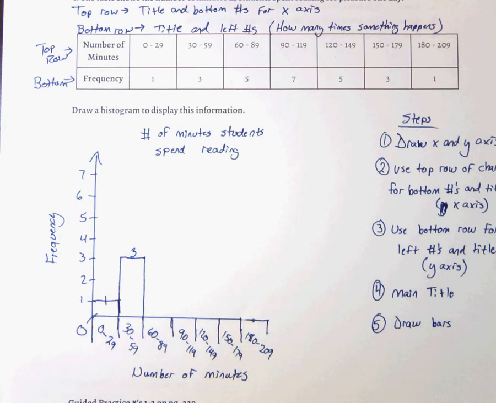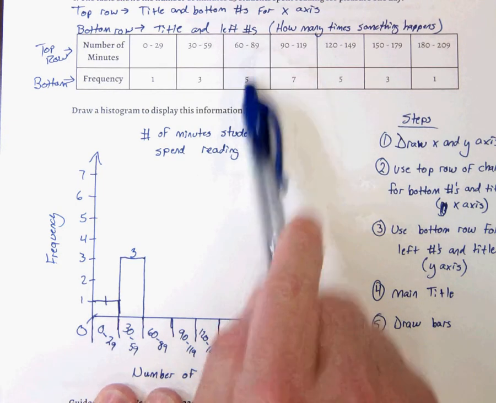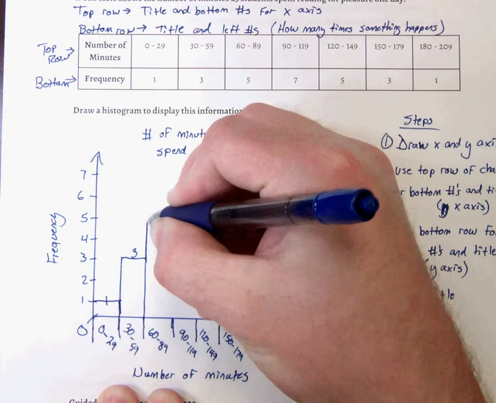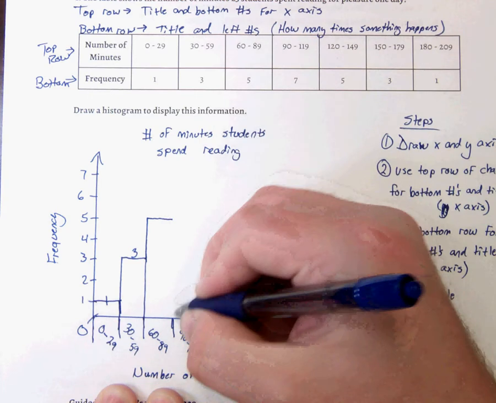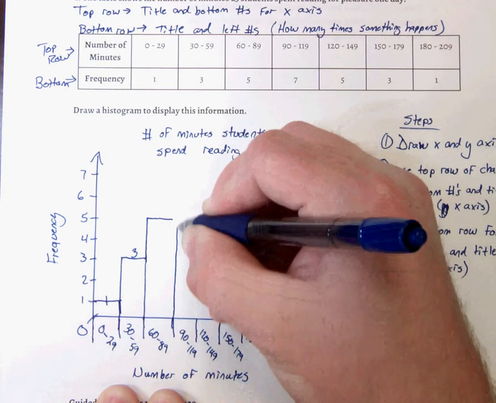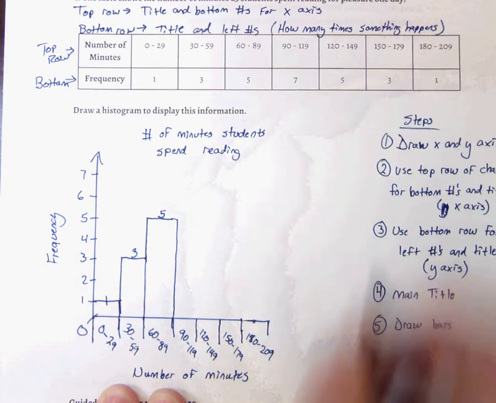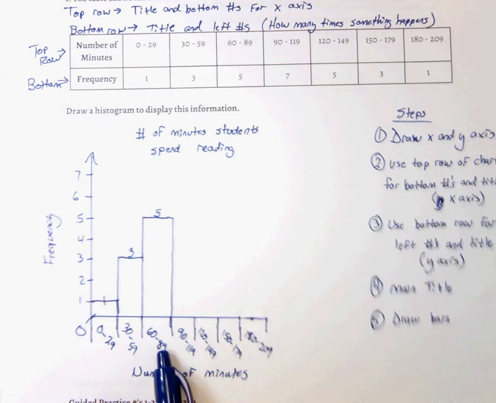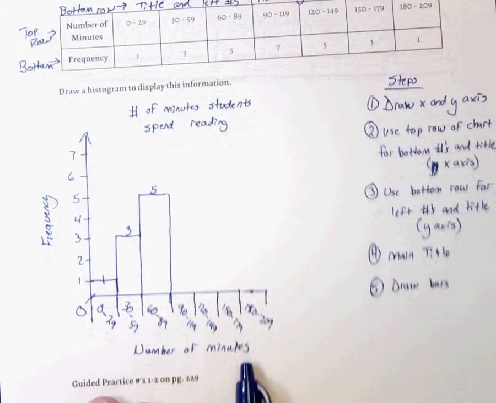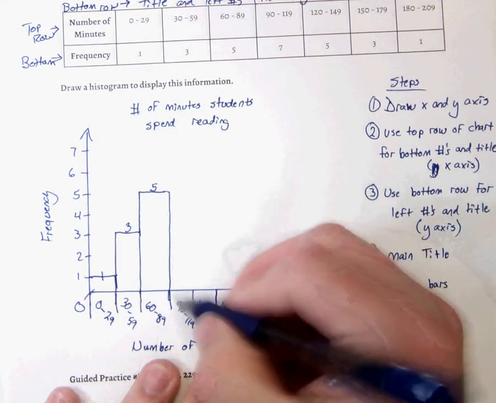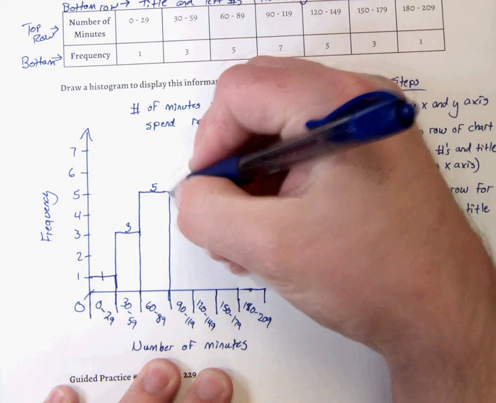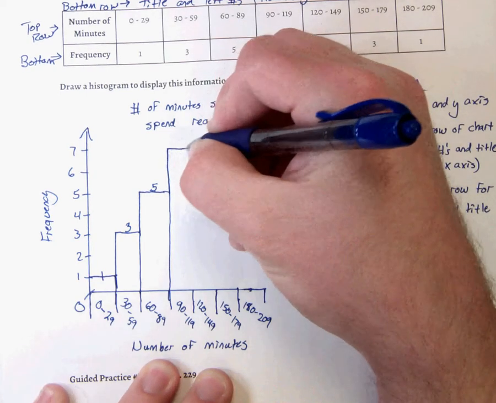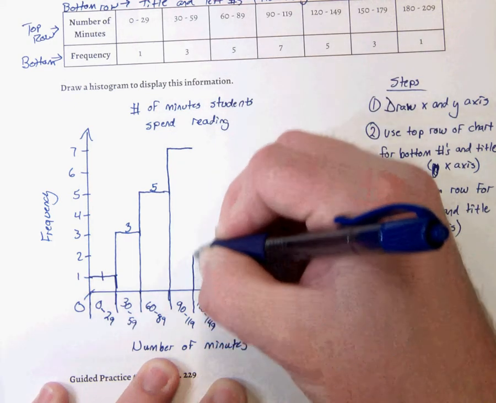Next, 90 to 119, 7. So we're going to continue right next. Your bar's got to touch. So 7 students. Next, 120 to 149, 5. So it dropped. So 5 was right about here. And we're going to label it 5. Next, 150 to 179, we're going to go 3. So right about there.